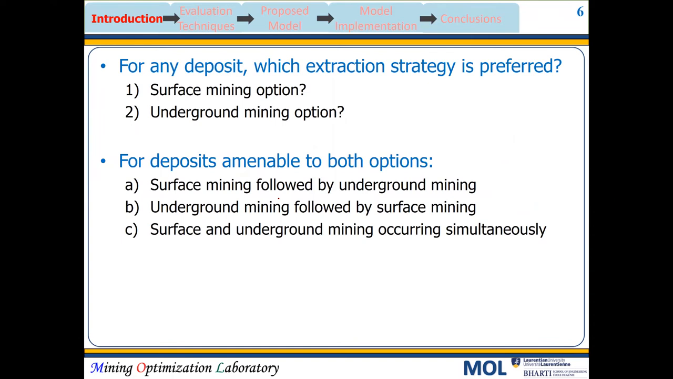So basically, surface mining starts, and then once it starts, your shaft can start being sunk from somewhere, and then you can access some of the material through underground mining. So both of the operations start at the same time. Sometimes a smaller version of underground mining may be started, and then at some point in time, a bigger surface mining operation may start. So there are different combinations of these mining systems or mining options that are really possible for any deposit.